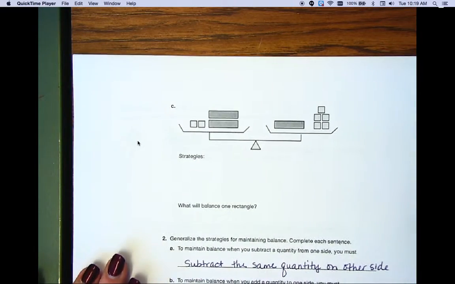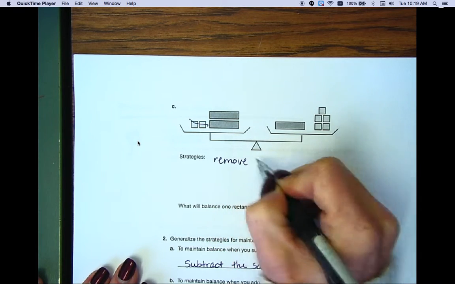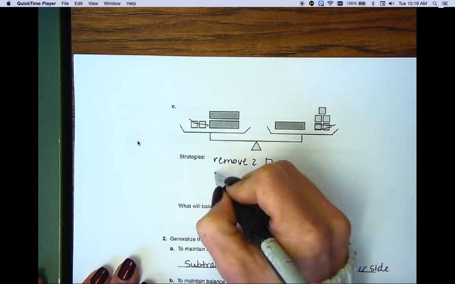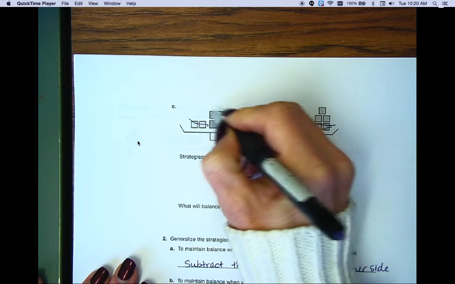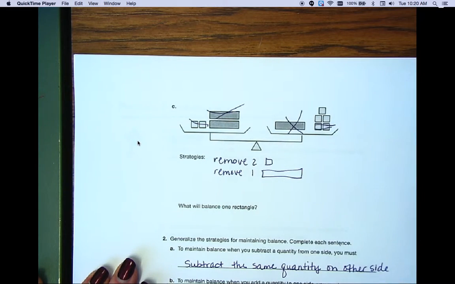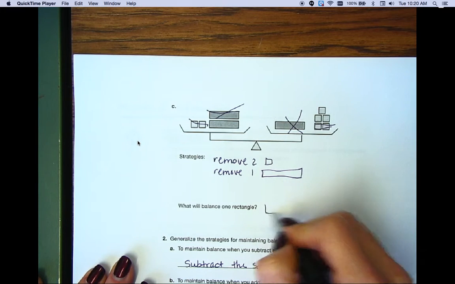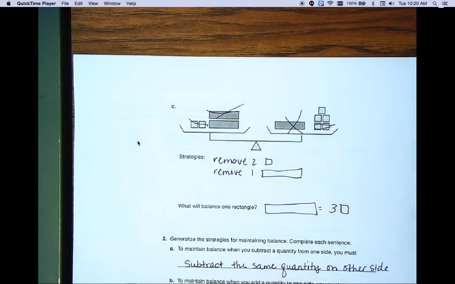Okay, so one more time. Strategy, I'm going to remove 2 squares from both sides. I'm going to remove 1 rectangle from both sides. So here, this one's really easy. One rectangle is 3 squares. One rectangle equals 3 of the squares.